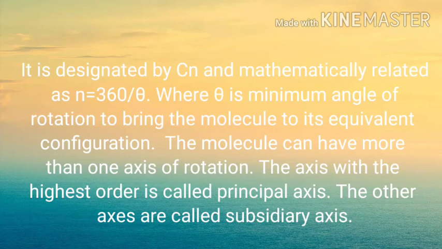Subsidiary axes may be many in number, but most of the time the principal axis of rotation is only one, as in the case of BCl3. C3 is the principal axis, and since 2 is smaller than 3, the C2 axes of rotation are called subsidiary axes. There are 3 subsidiary axes and 1 principal axis, that is C3, in BCl3.